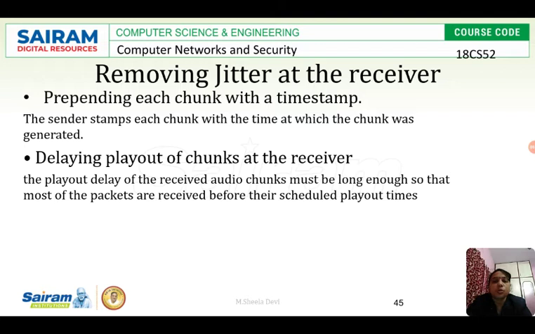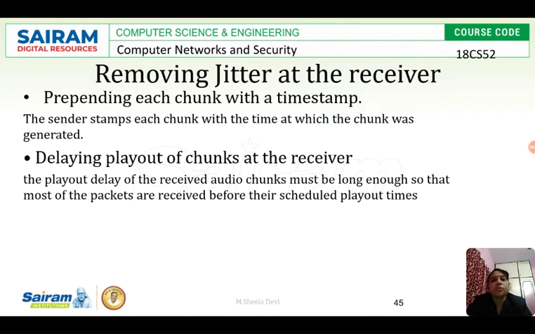They have proposed two methods to remove the jitter at the receiver. Jitter, as I said, is the variation in the end-to-end delay between the consecutive packets. How to remove this variation? The first one is prepending each chunk with the timestamp.